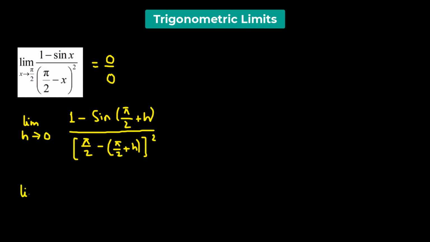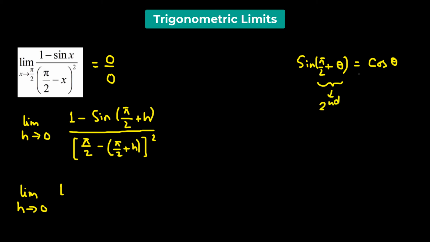So that becomes limit h tending to 0. We have sine(π/2 plus h), so sine(π/2 plus θ) equals cosine θ. π/2 plus θ means it's in the second quadrant, and in the second quadrant the sine function is positive, so the resultant will be positive cosine θ. So we have 1 minus cosine h, whole divided by, so the π/2 and π/2 get cancelled, so we have negative h squared.